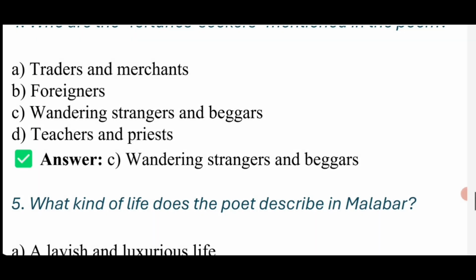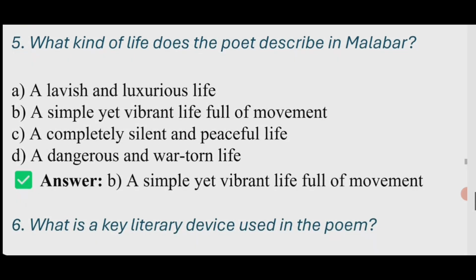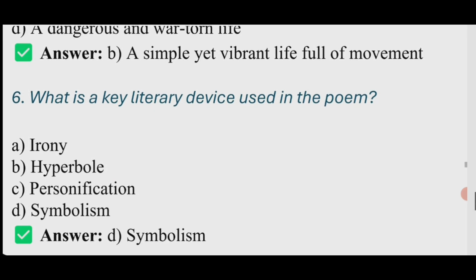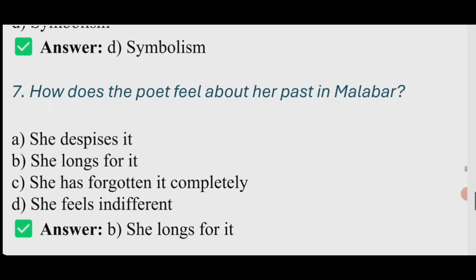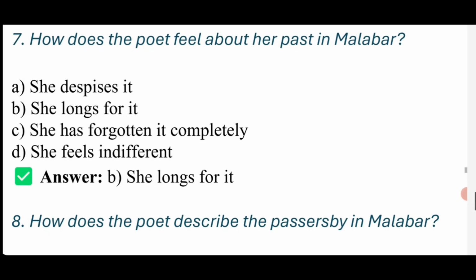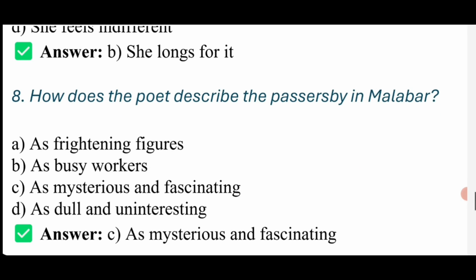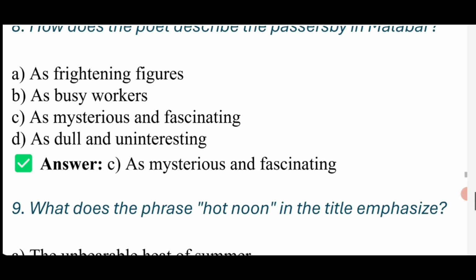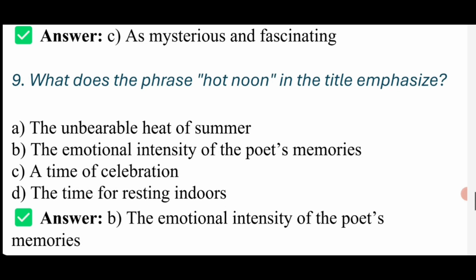What kind of life does the poet describe in Malabar? She described it as a simple yet vibrant life of movement. What is the key literary device used in this poem? It's symbolism. How does the poet feel about her past in Malabar? She longs for it. How does the poet describe the passerby in Malabar? As mysterious and fascinating. What does the phrase hot noon in the title emphasize? It emphasizes the emotional intensity of the poet's memories.